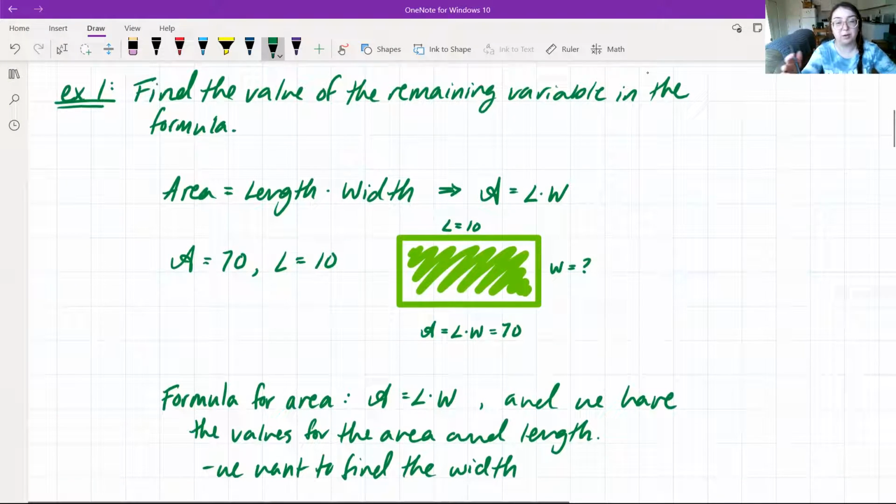And all we needed to find was W. We wanted to find the value of the remaining variable in our formula. So instead of a question mark, we have W is equal to 7. That would be the missing value there in the area of our rectangle.